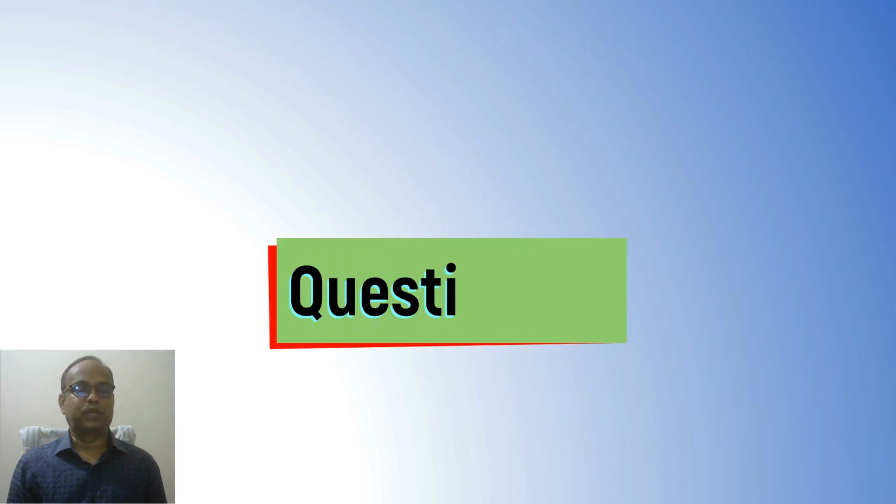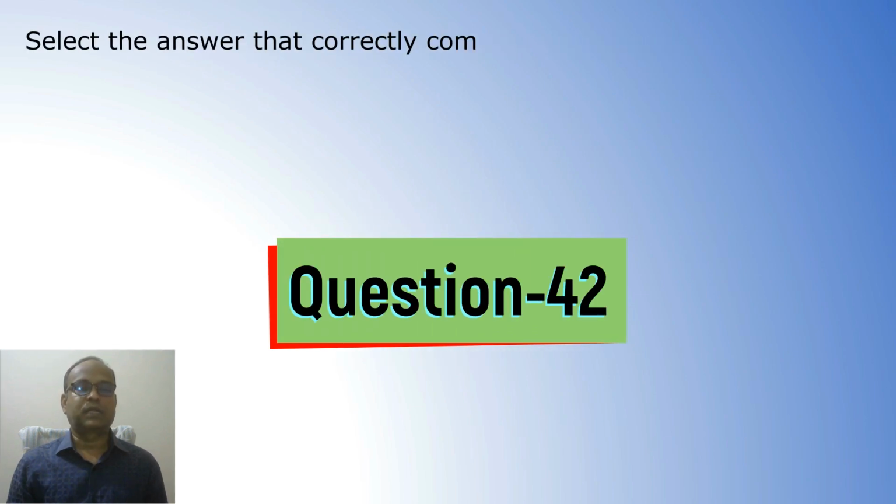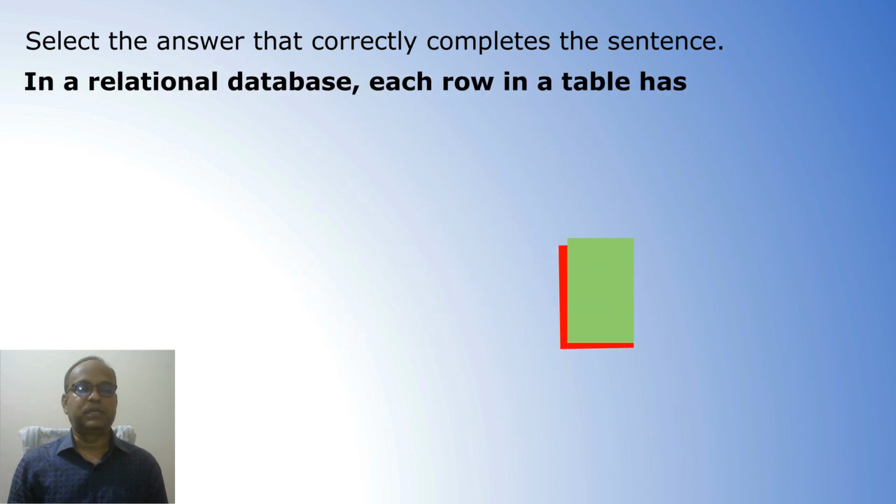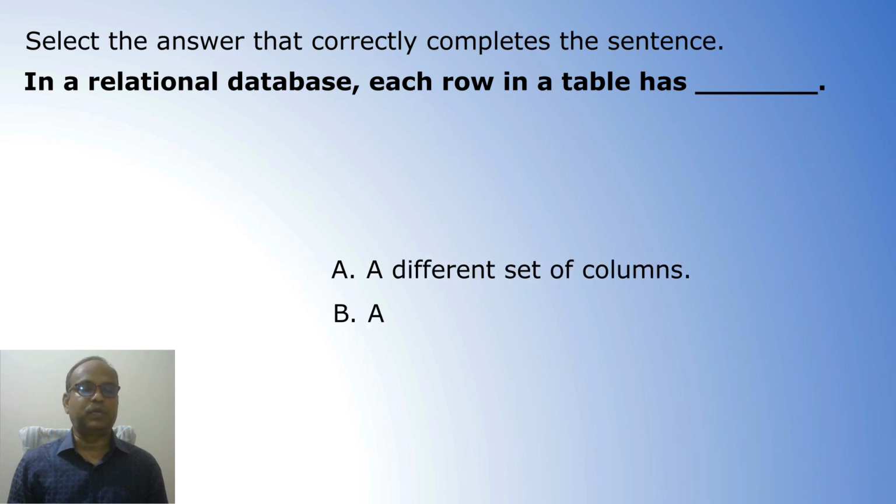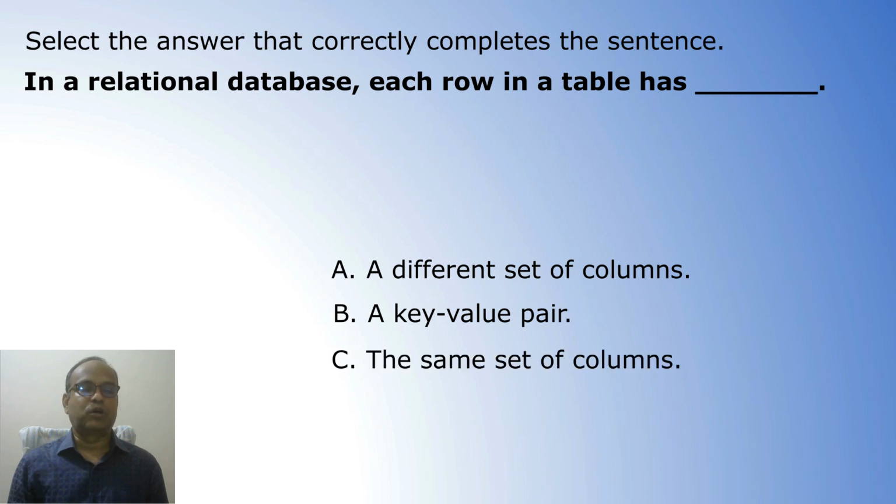Next question, question number 42. Select the answer that correctly completes the sentence. In a relational database, each row in a table has dash. Option A, different set of columns. Option B, a key value pair. Option C, the same set of columns. Option D, unstructured data. Answer. The correct option is the same set of columns.